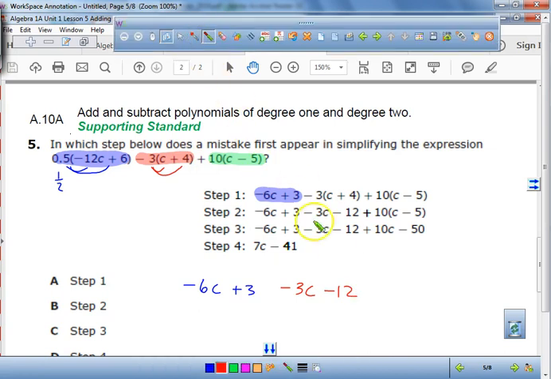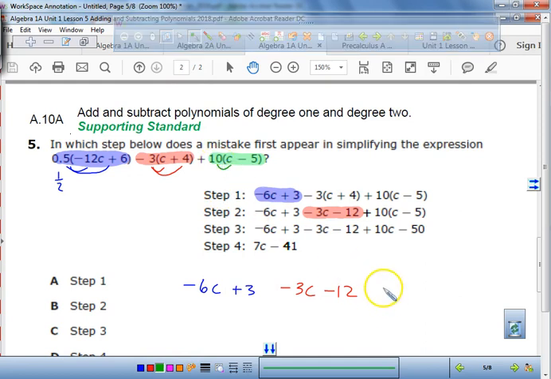Okay, let's check that. Did they get that part right? Yes. They did, didn't they? Okay. Let's keep going. Here we go. What's 10 times c? Good job. What is 10 times a negative 5?